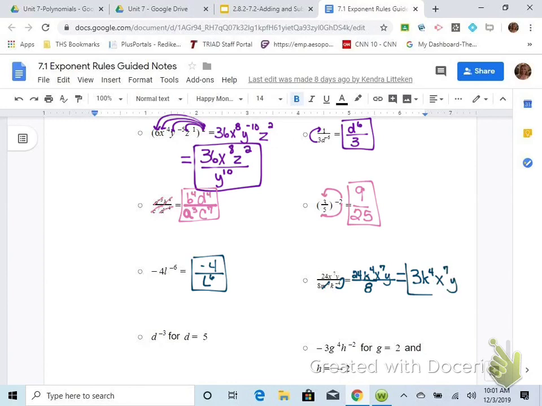There's my final answer. Now, could I have divided the 24 and the 8 at the beginning and then just rewrote it? So could I actually have divided the 24 and 8 at the beginning? Yeah. It would have been okay to do. We still would have ended up with the same answers once we worked our way through the exponents.